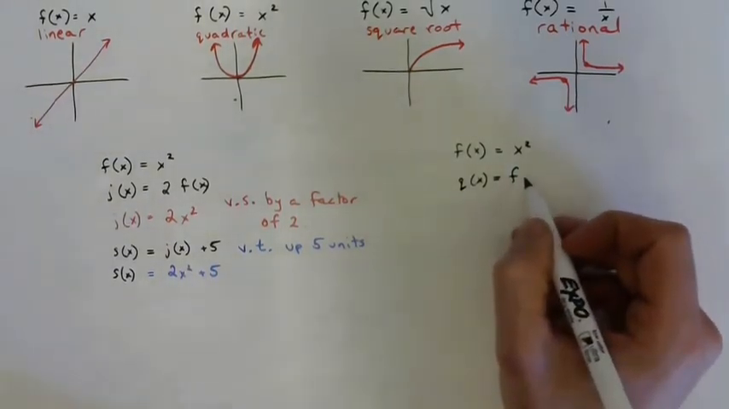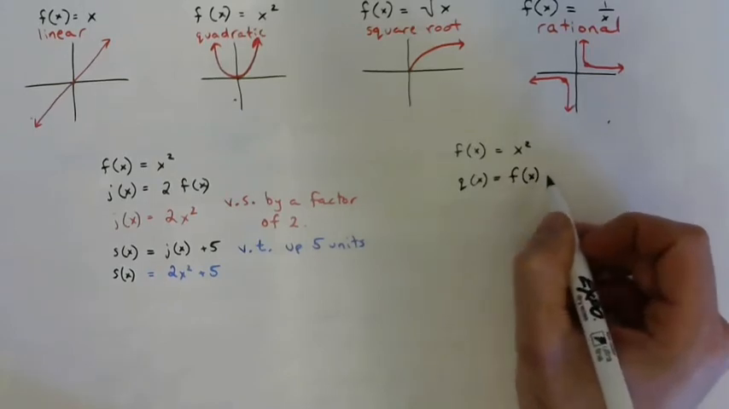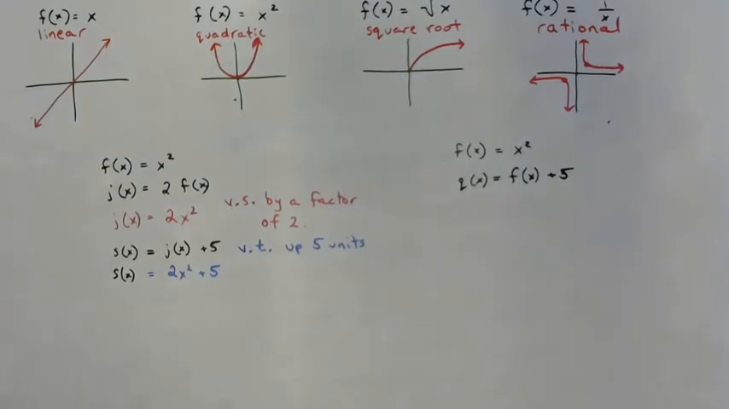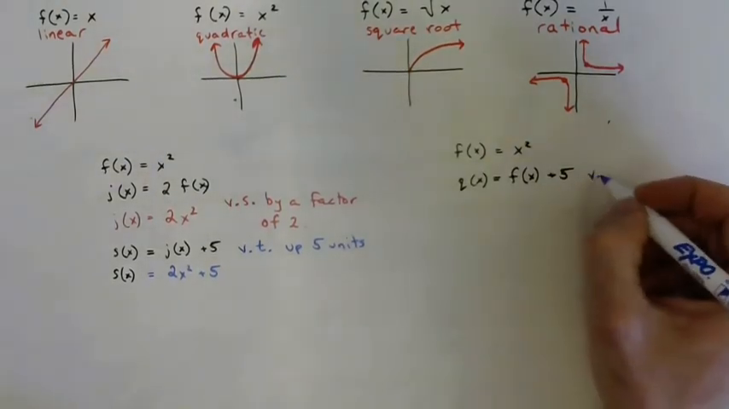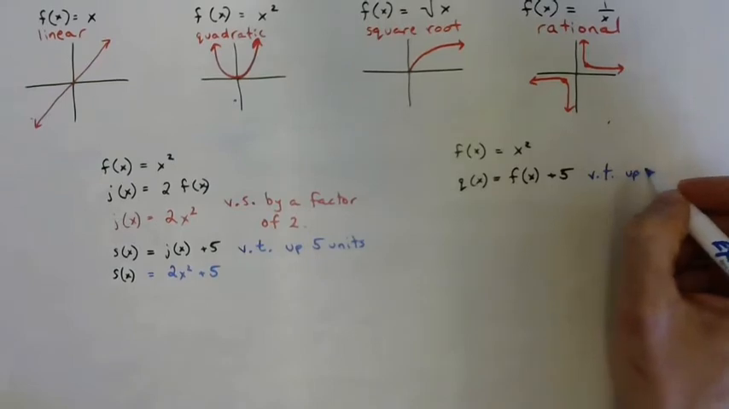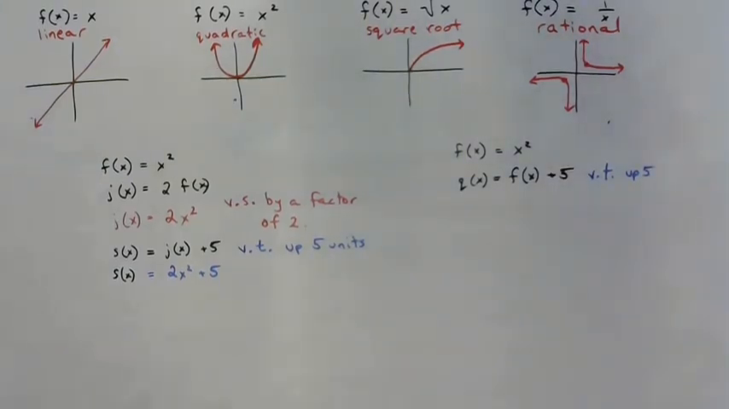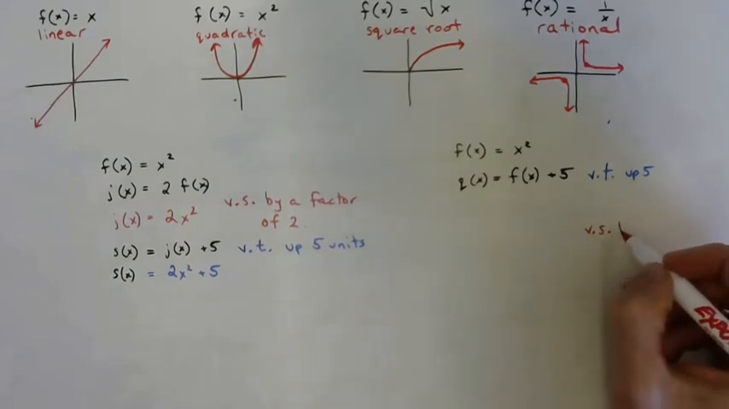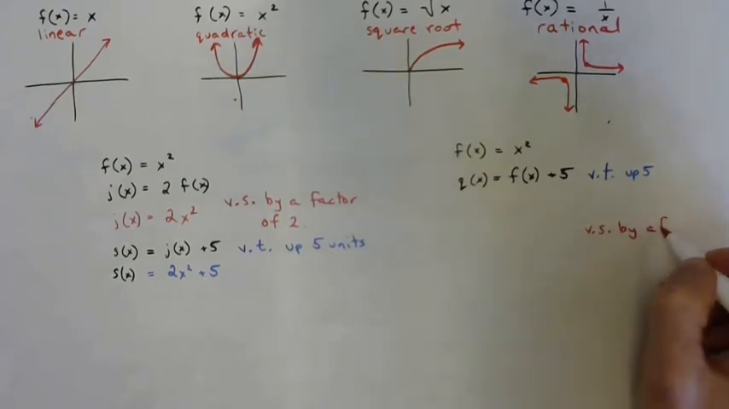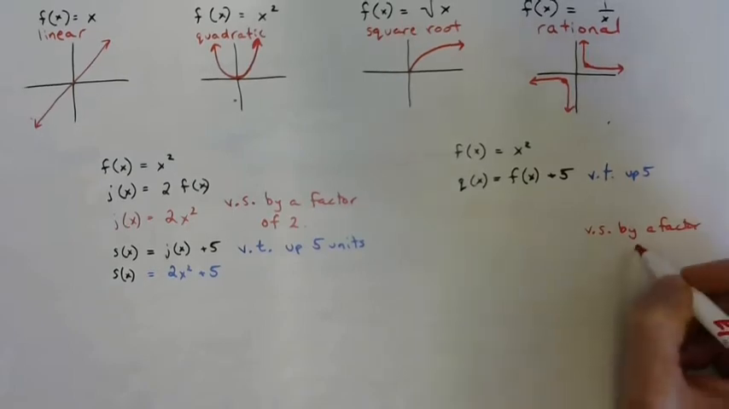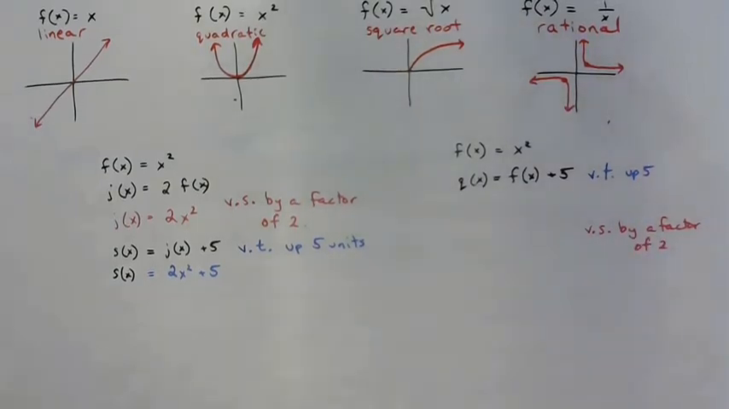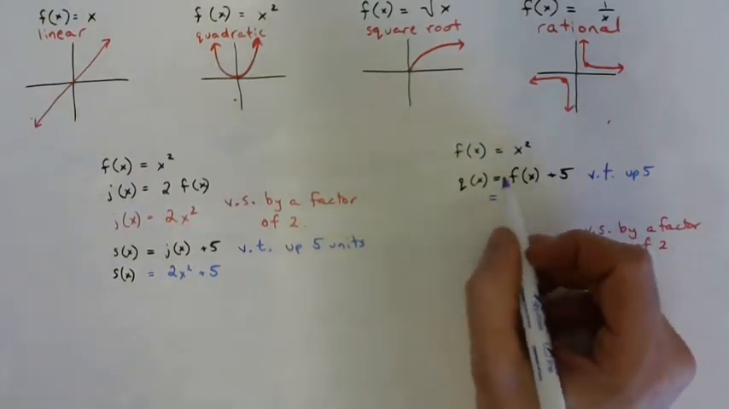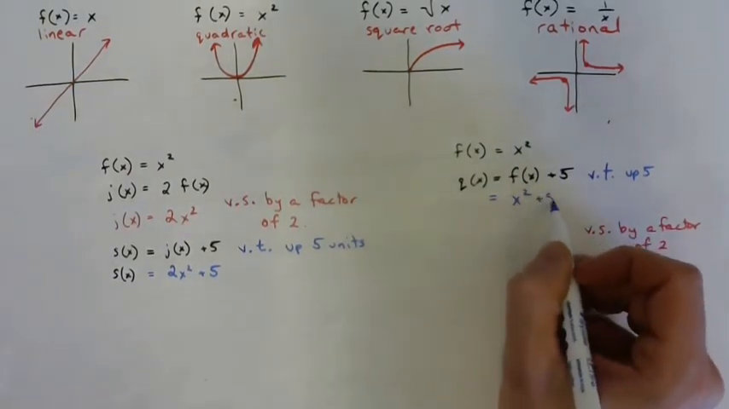Now we're going to do them in opposite order. This time we're going to take f of x, and first we're going to move it up. So we're going to do our vertical translation up 5. Then we're going to do our vertical stretch by a factor of 2. And you think it's going to matter? Okay, here we go. F of x is x squared, so we have x squared plus 5.